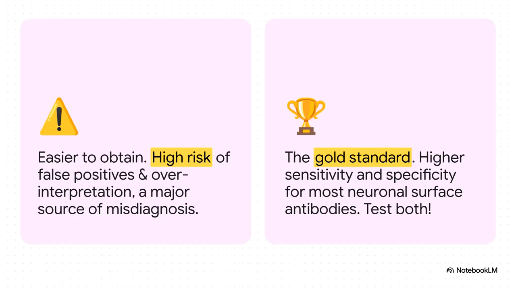Some labs can even calculate a CSF to serum antibody index to formally prove it, which gives you the highest level of diagnostic proof. A positive antibody in the blood but a negative one in the CSF for one of these key syndromes is a massive red flag. It should make you stop and seriously reconsider the diagnosis. The bottom line is, you absolutely have to test both serum and CSF at the same time.